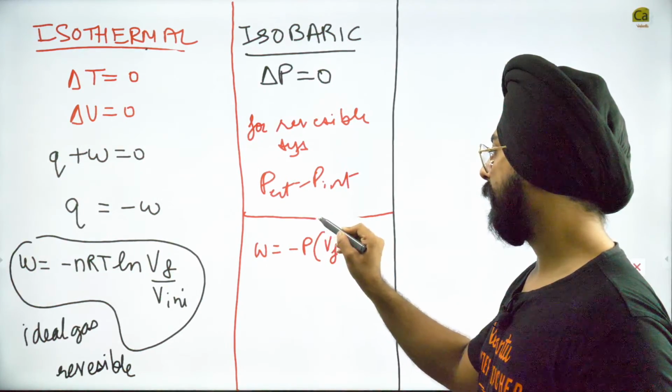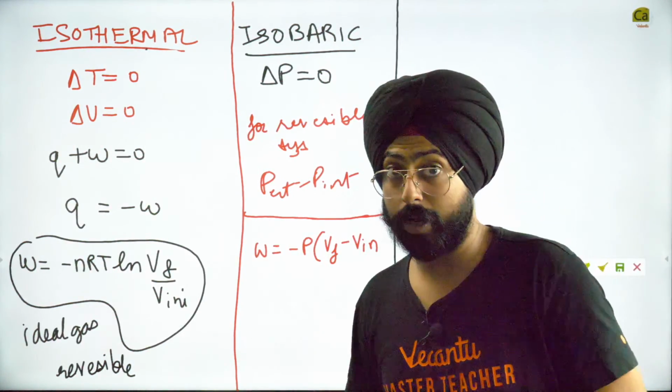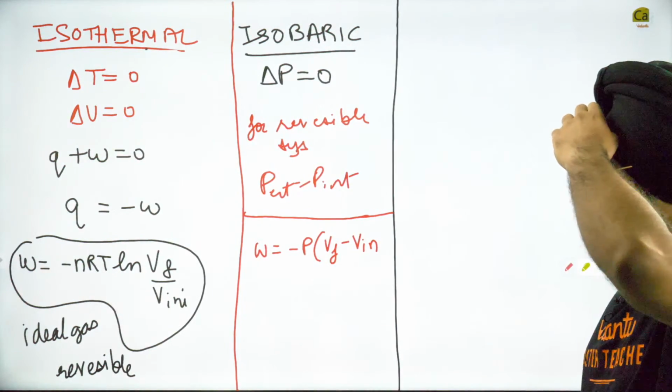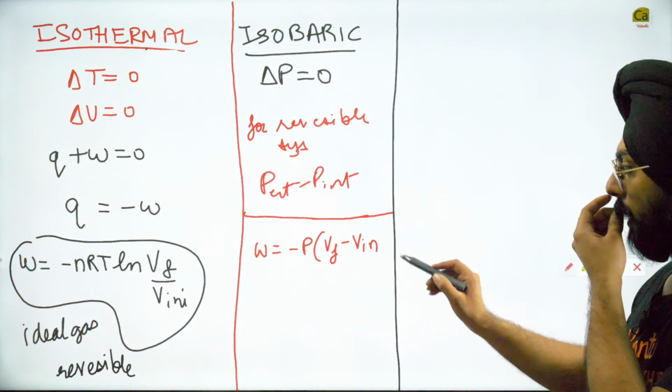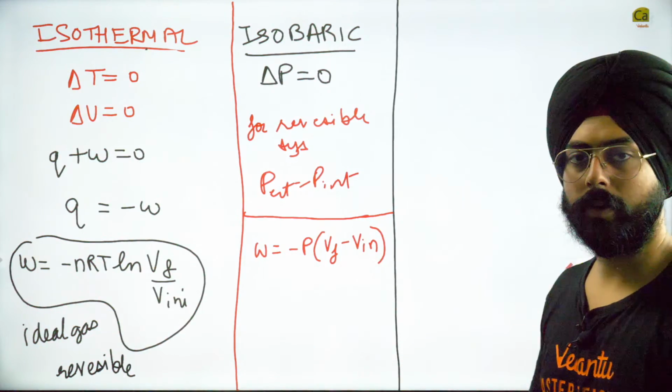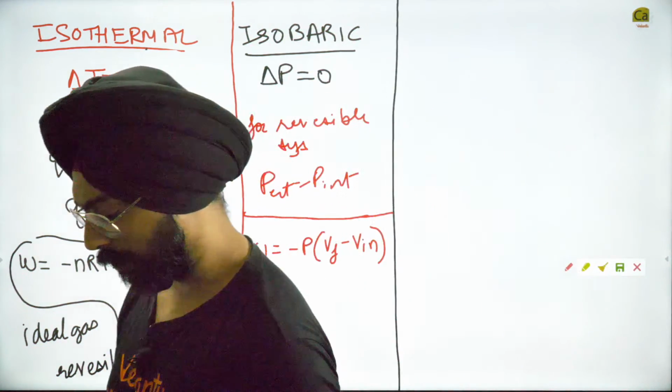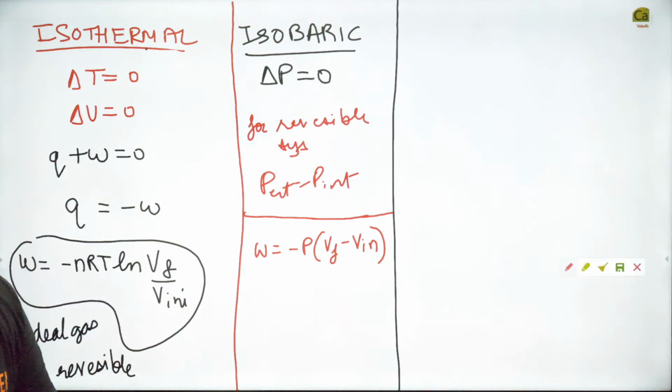So just tabulating a few equations over here: W is equal to minus P into V final minus V initial. This idea comes in here.